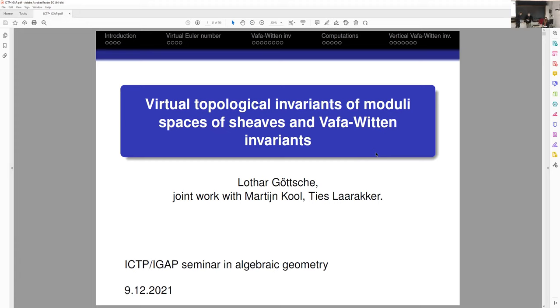Okay. Sorry for the interruption. So the seminar will consist of a series of lectures by Lothar and Alina about moduli spaces of sheaves. And this is the first talk by Lothar about virtual topological invariants of moduli spaces of sheaves and Vafa-Witten invariants. So you are free to go.